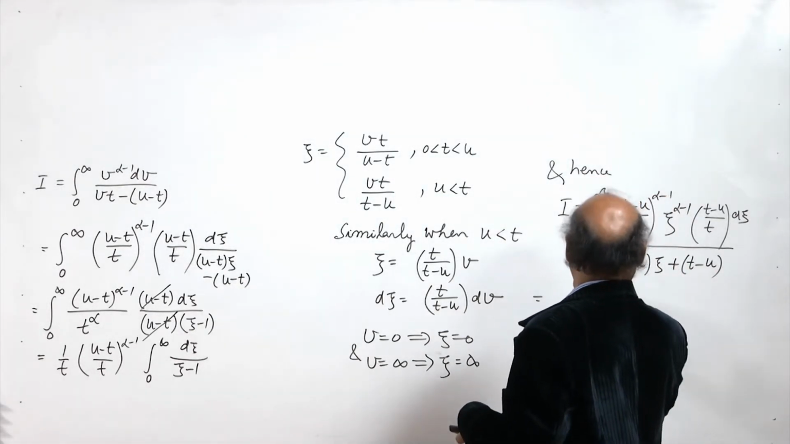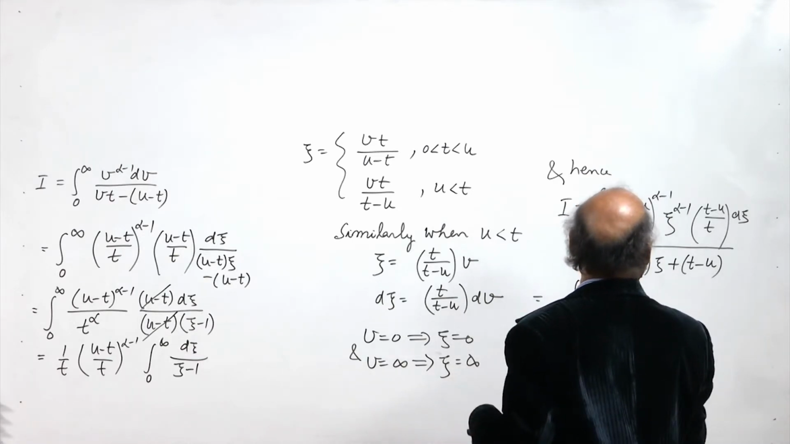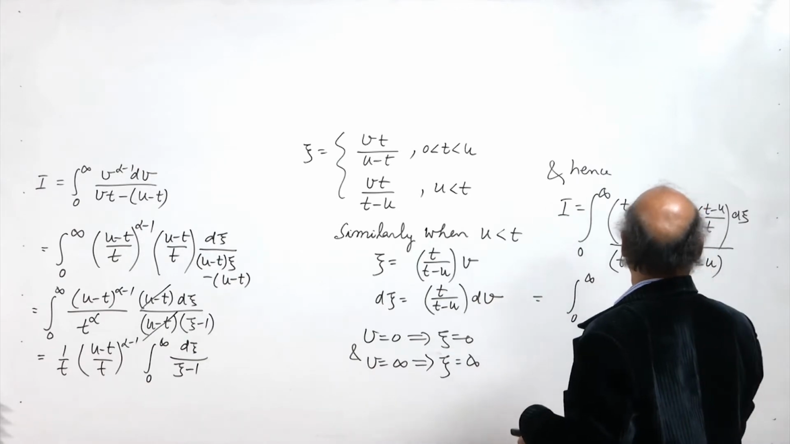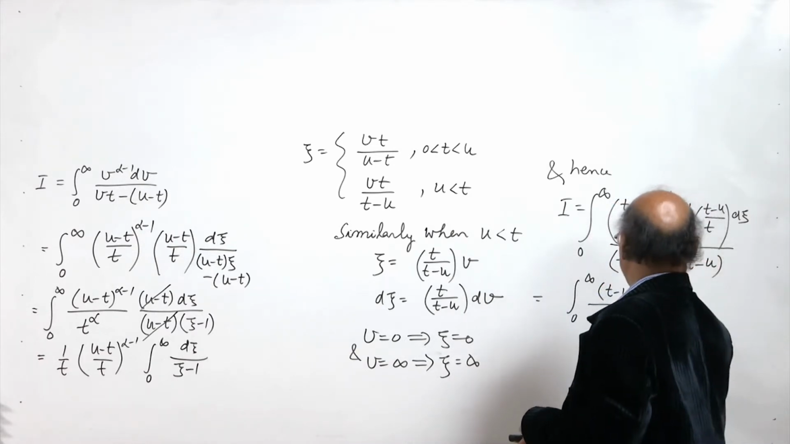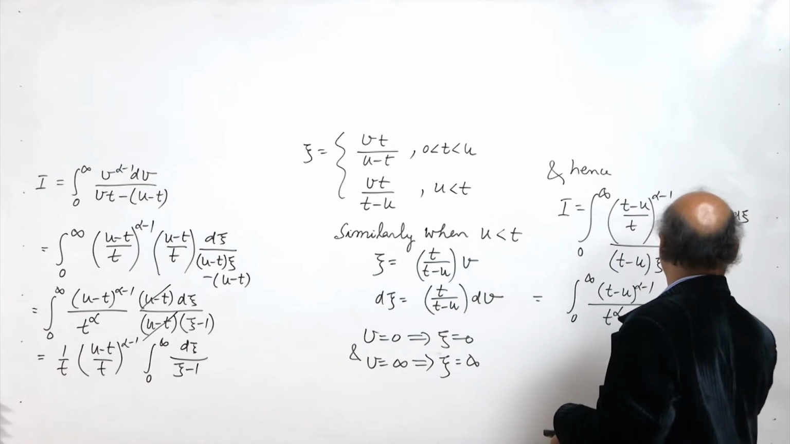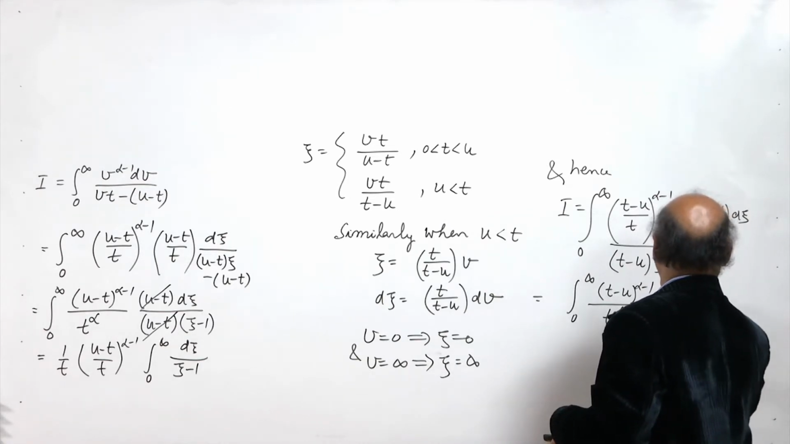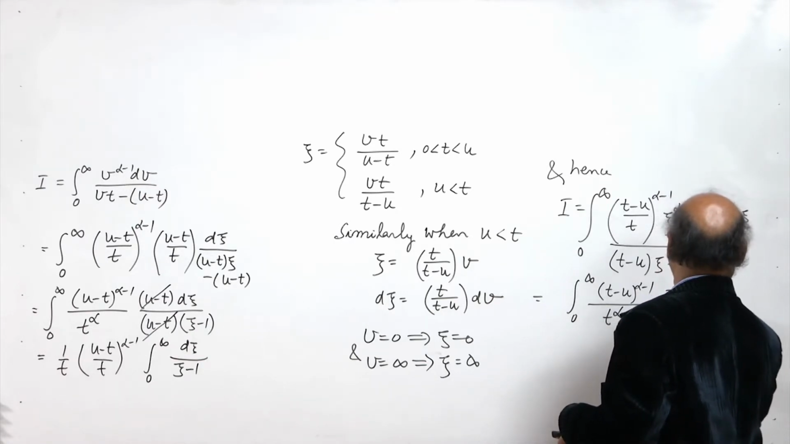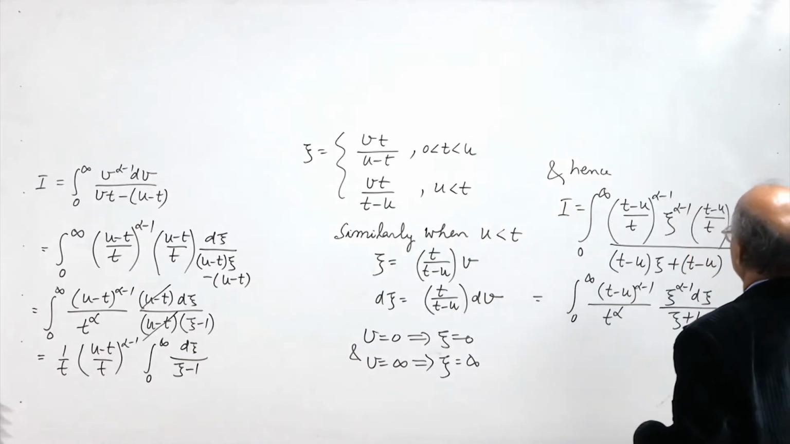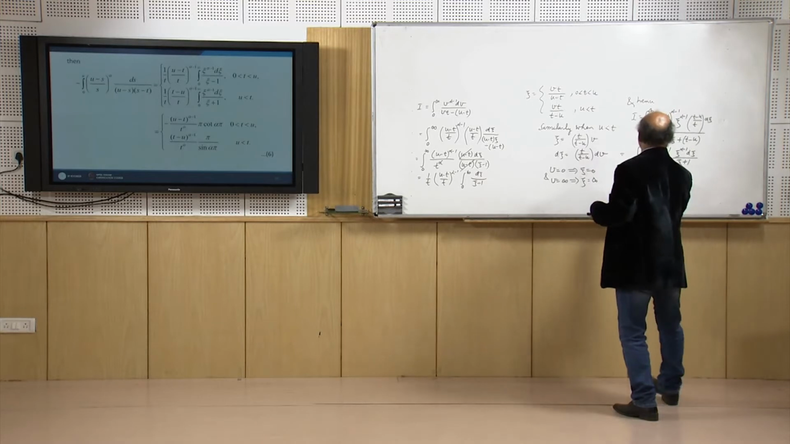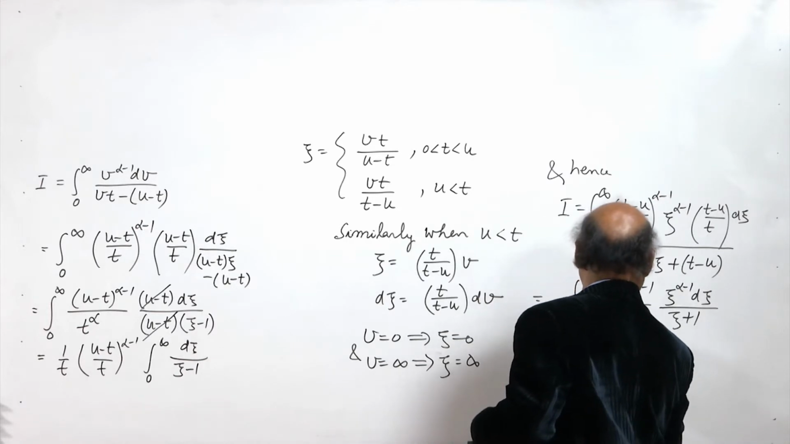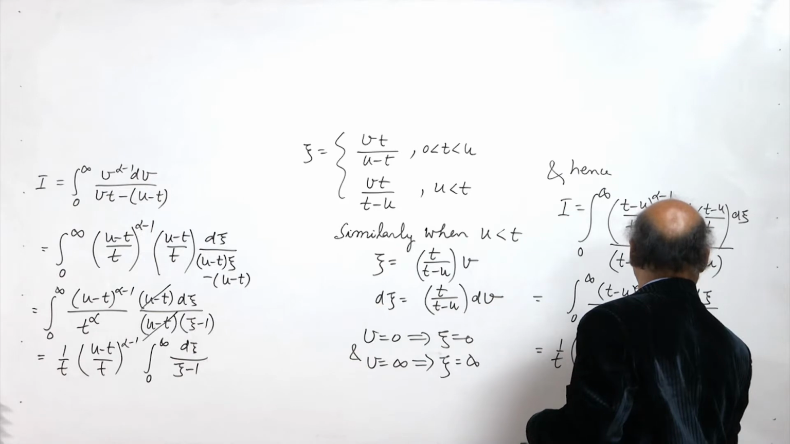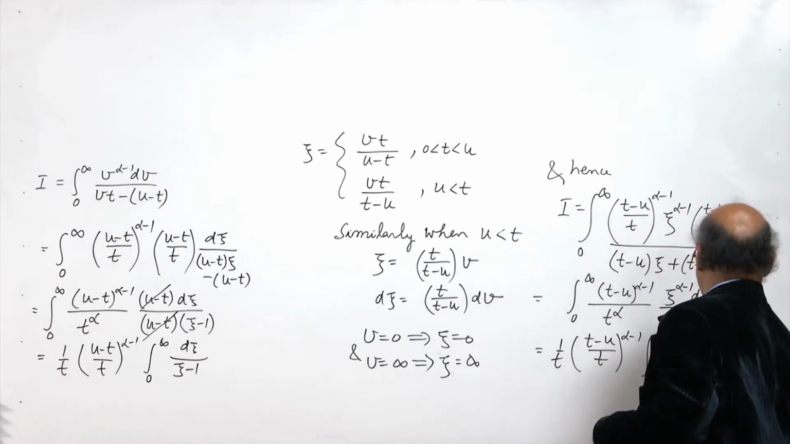Now, okay, so this is integral 0 to infinity. One t minus u here will cancel one t minus u here. So t minus u to the power alpha minus 1 divided by t to the power alpha and xi to the power alpha minus 1 into d xi divided by xi plus 1 we get. So this can also be written as 1 by t minus u upon t raised to the power alpha minus 1 integral 0 to infinity xi to the power alpha minus 1 d xi upon xi plus 1.